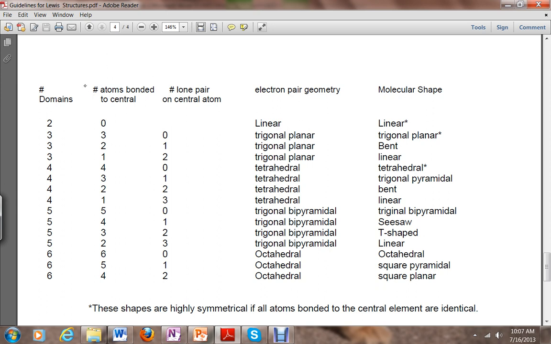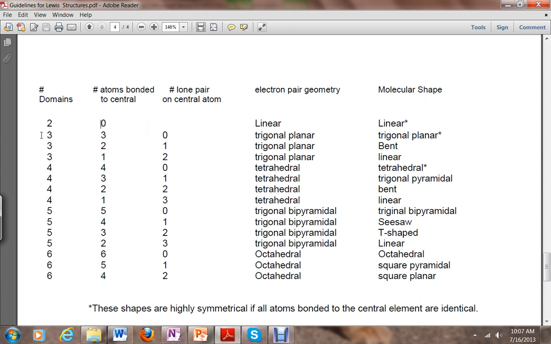So you have the atoms, which I call atoms bonded to the central atom, so that you can recognize which ones are the domains, which are the atoms, and which are the lone pairs. If you have two and zero, it's a linear molecule. There's no question about it, because a single atom with a lone pair is not a molecule. This would be two atoms and zero lone pairs.